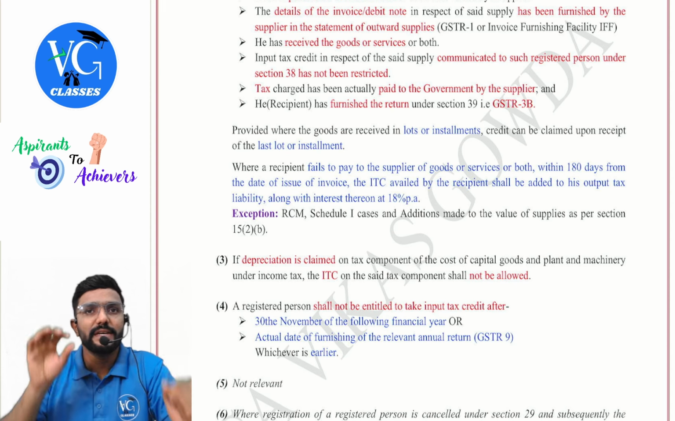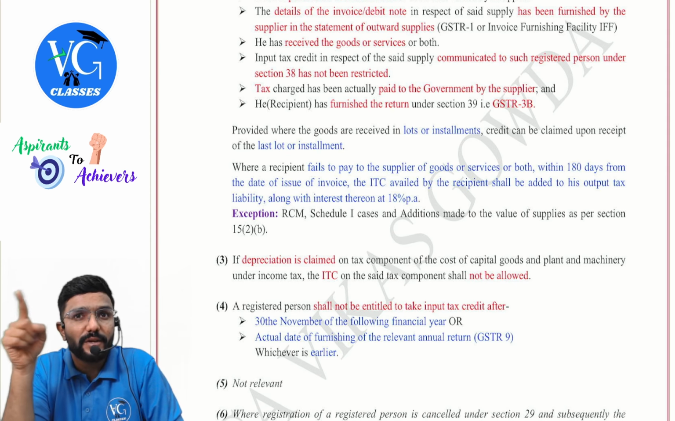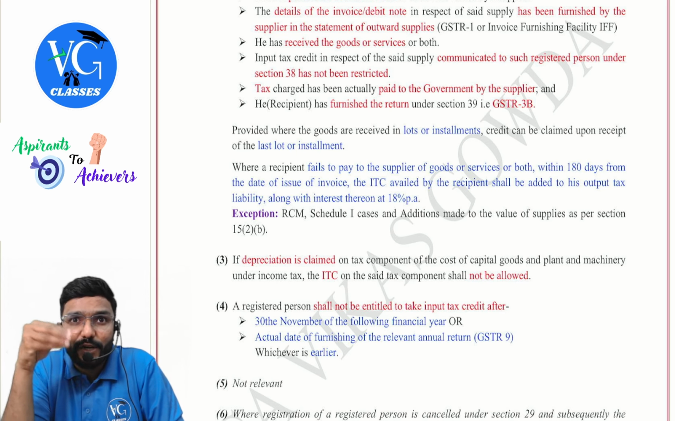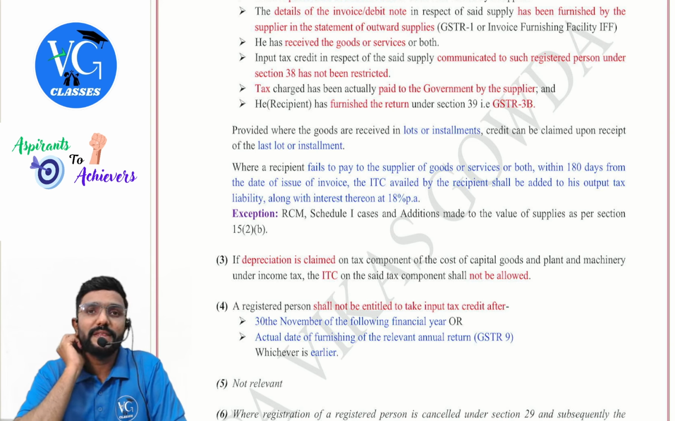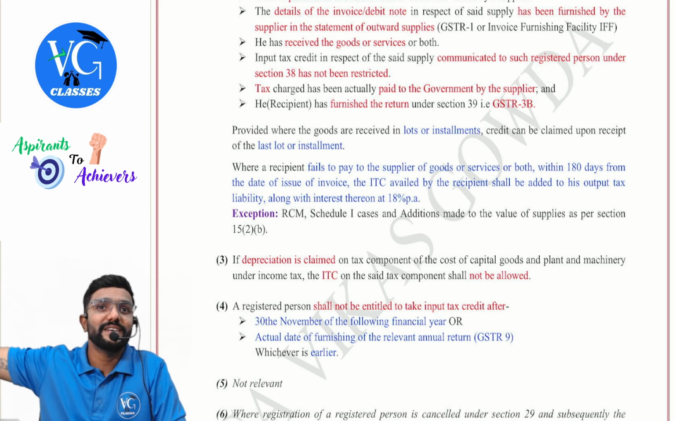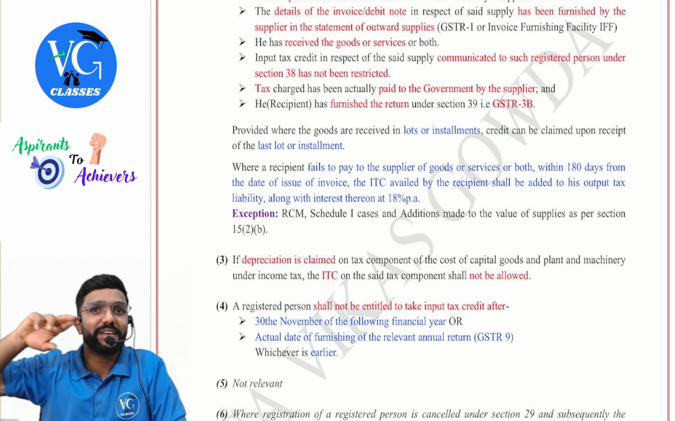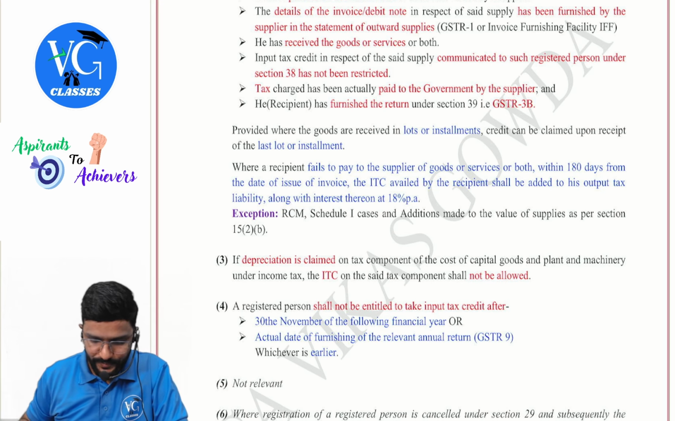Now, when should he pay it? After 180 days end, immediately after that, whichever GSTR-3B he files, in that he has to add it to his output tax and pay along with interest. Sir, what if he delays? What if he is filing after another 190 or so days? Then interest will keep on accumulating. You will end up paying more.